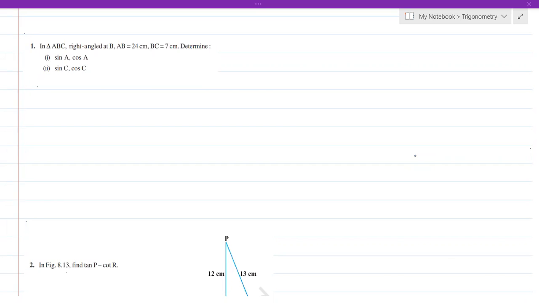So the first question: in triangle ABC, right angled at B. What they have given us is a right angle triangle. So let's draw a right angle triangle. Okay, let me make use of the straight lines itself.